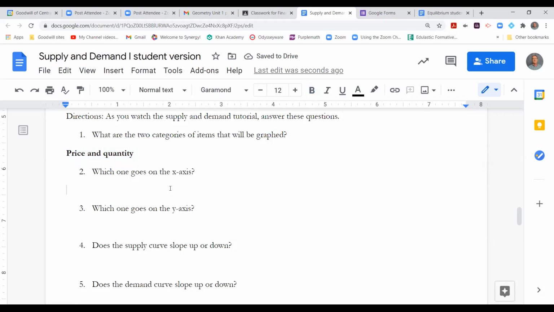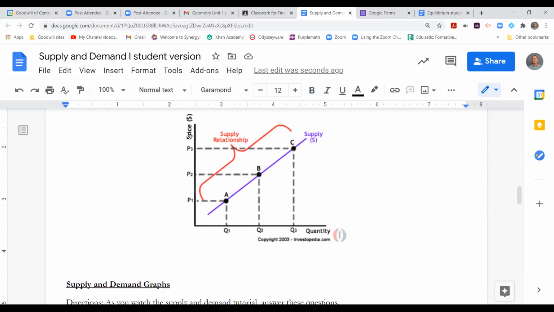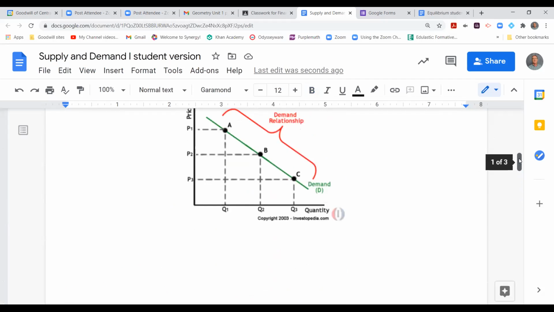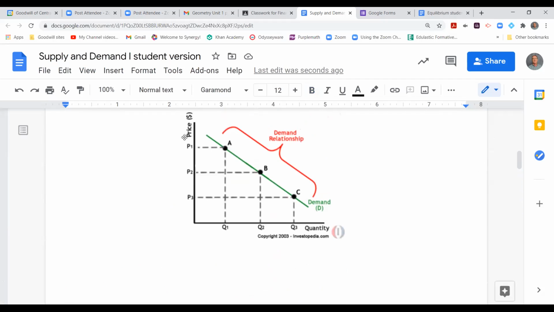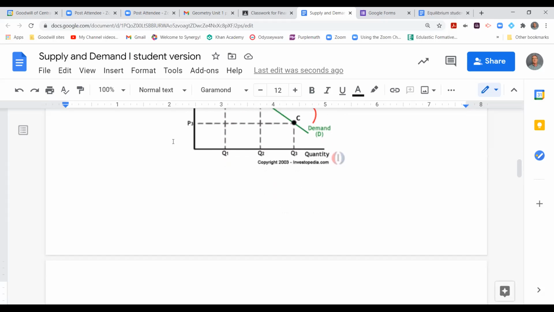Which one goes on the x-axis? That's going to test your recollection of algebra a little bit, yeah? What, say again? Quantity? No, the x-axis is the horizontal axis. This question is about the label that you put on your graph. The labels here are the same, whether you're talking about the supply graph or the demand graph. Price is on the left, quantity is on the right. The quantity, this is the x-axis.